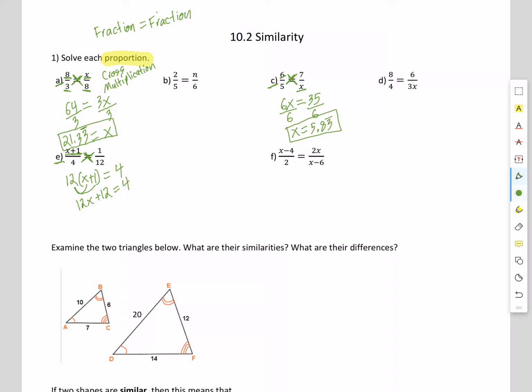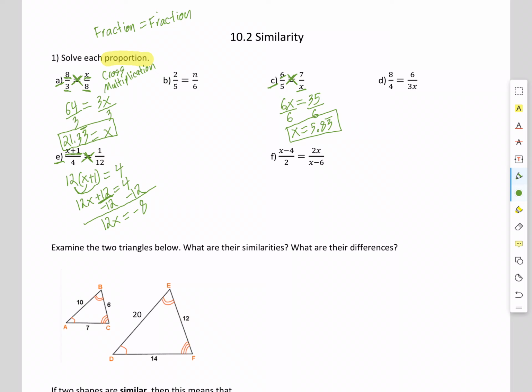Now we need to solve this. We need to move that 12 over. We're adding the 12, so to reverse addition, we need to subtract 12. I don't know why I'm doing this at an angle here, guys. I'm sorry. So we get 12x is equal to 4 minus 12, which should give us -8.